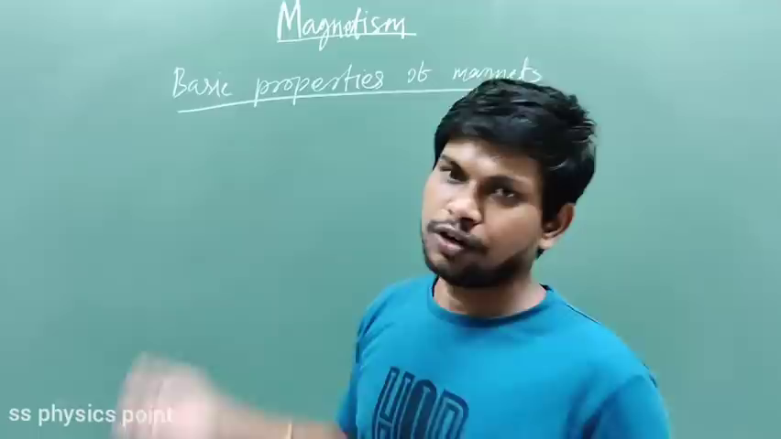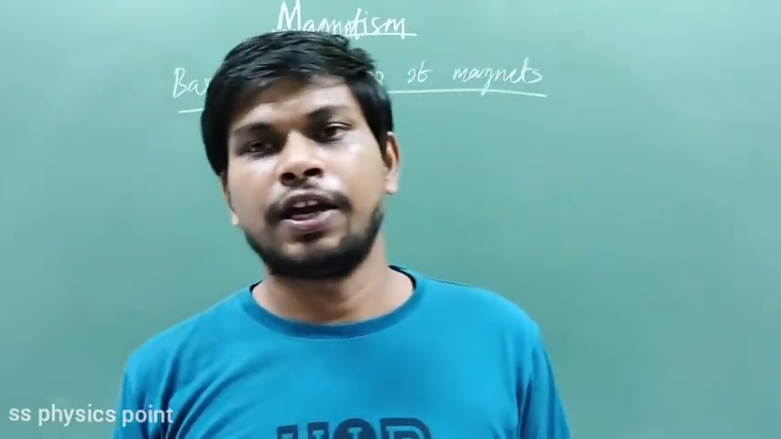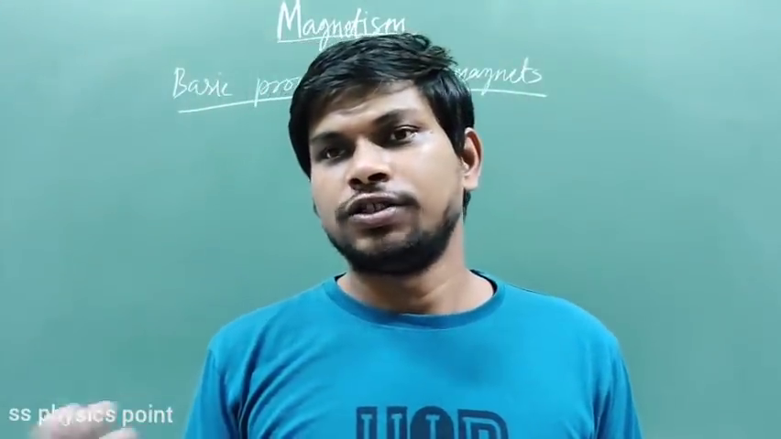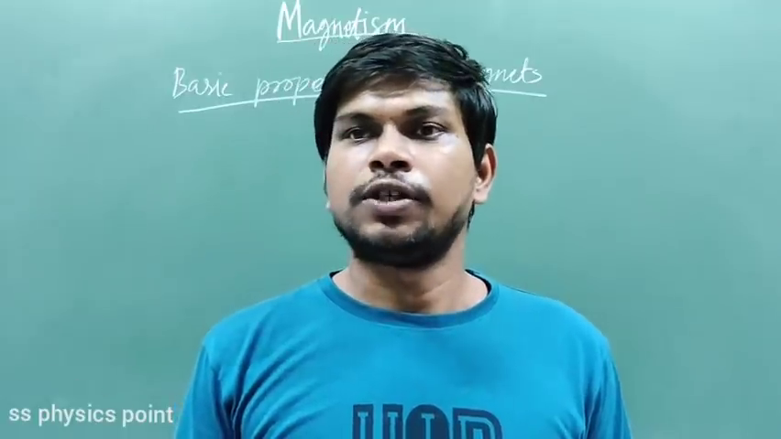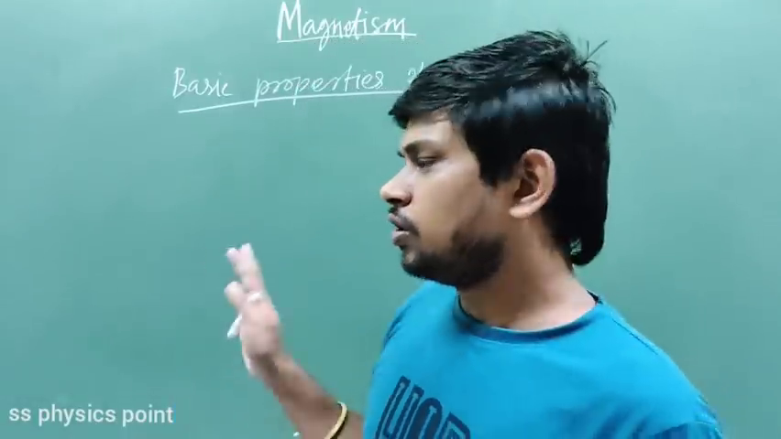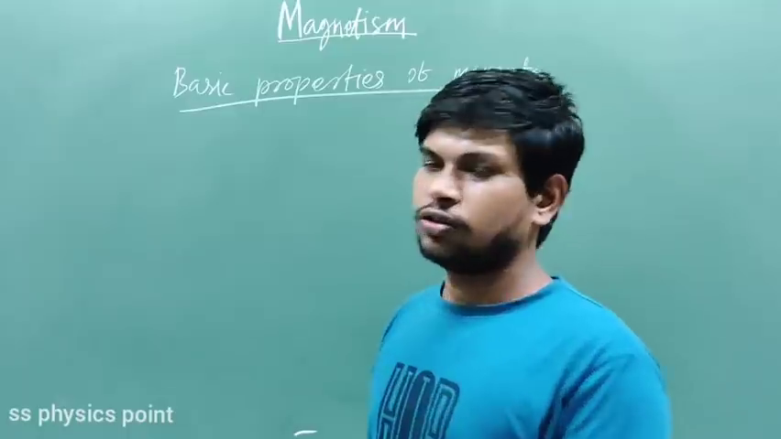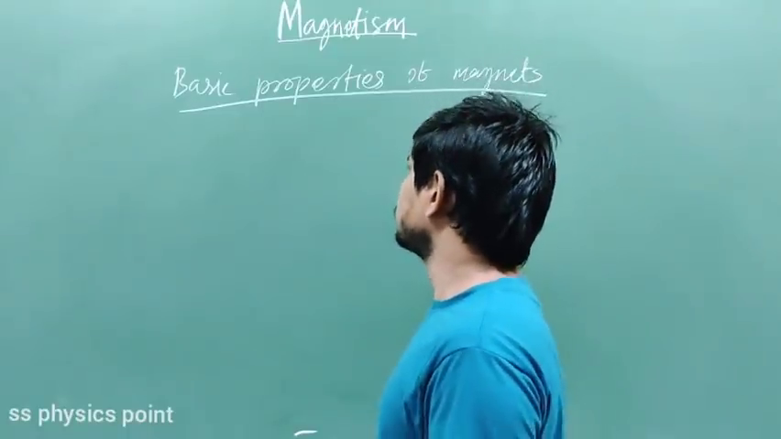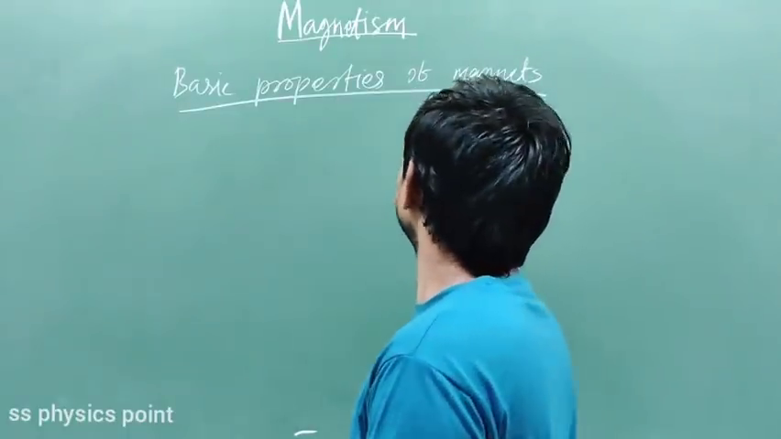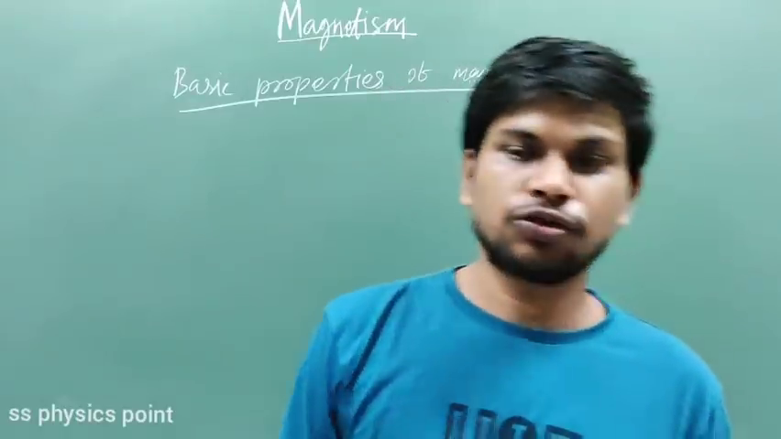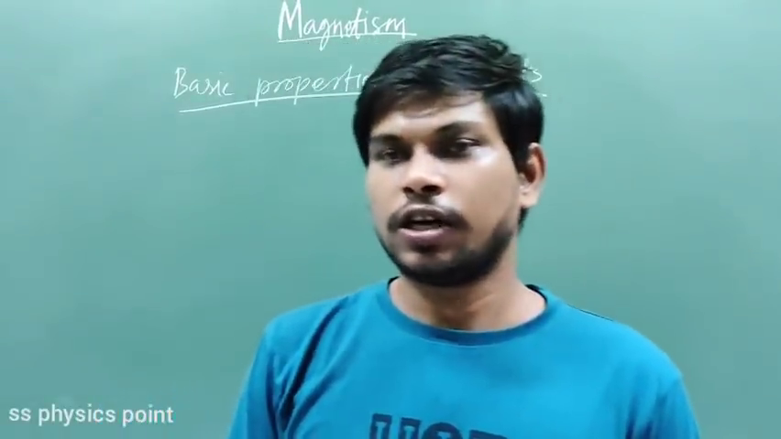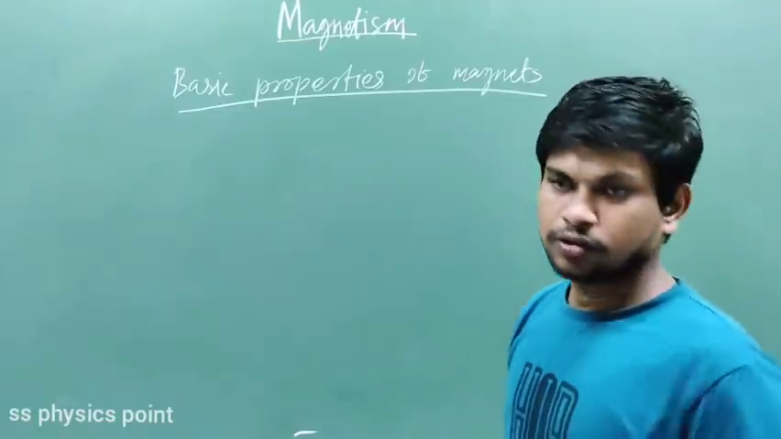Before that, there are different types of magnets. Some magnets are naturally prepared, and some artificial magnets are there also. You can see some introduction in your book. I am not going to discuss that. I am starting from the basic properties of magnets. Magnets का कुछ basic properties है. What are these basic properties?